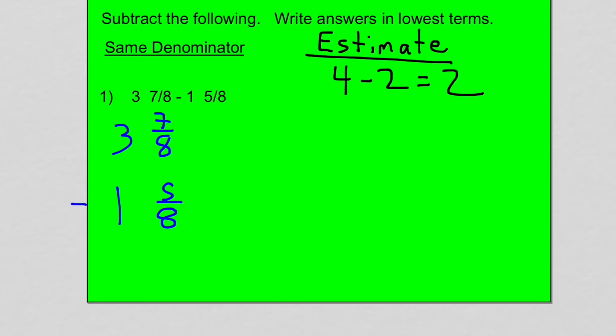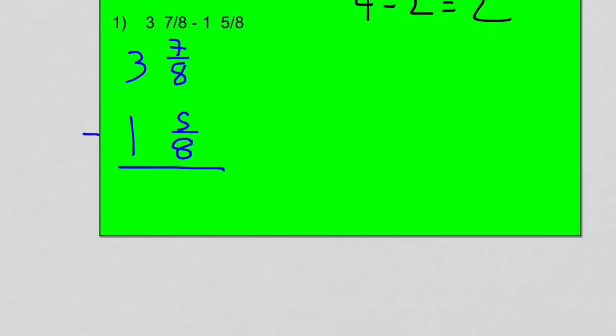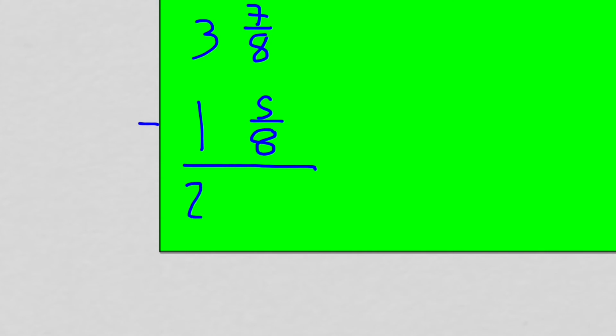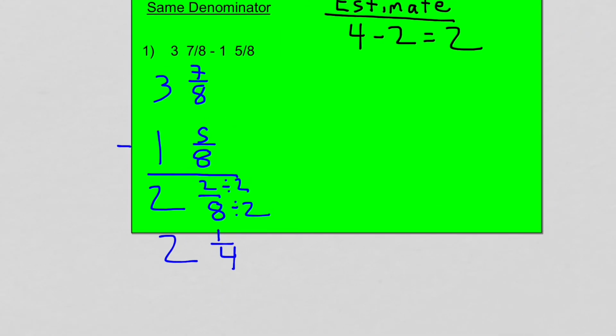Now, to get the exact answer with these mixed numbers, you have the same denominator 8, so all you need to do is 3 take away 1 is 2, and 7 take away 5 is 2 over 8. And then recognize that you can simplify this fraction by dividing the numerator and denominator by 2. And then you get the answer 2 and 1 over 4. And that is very similar to our estimate.